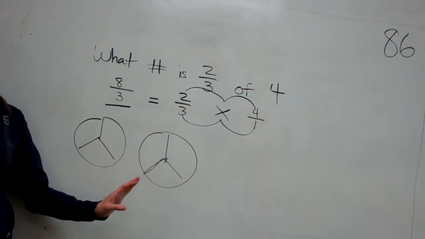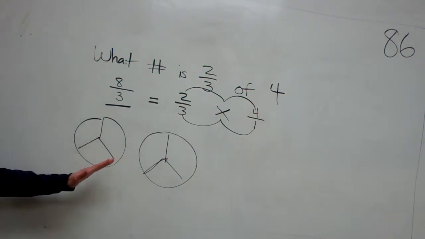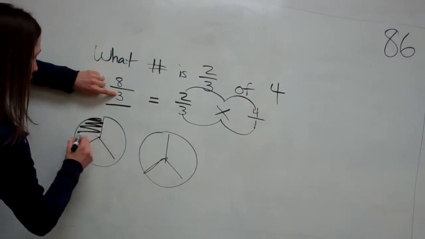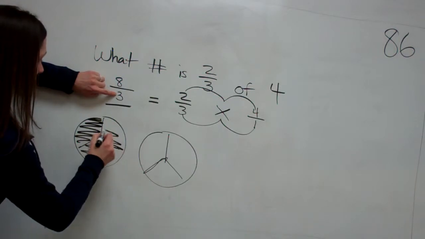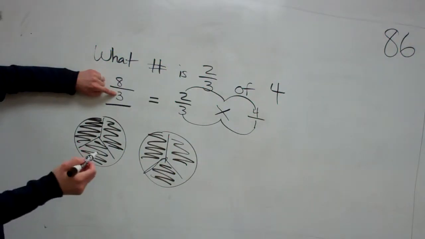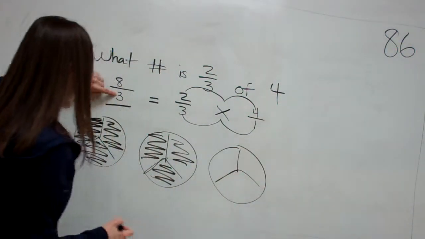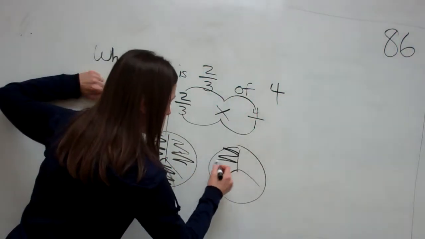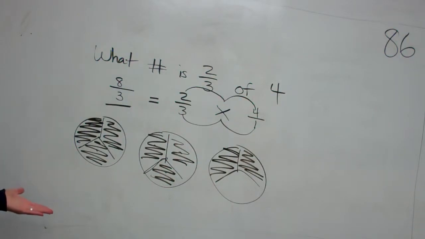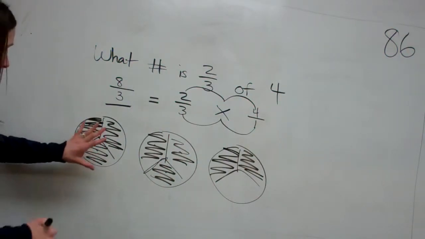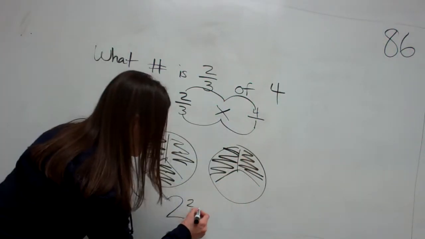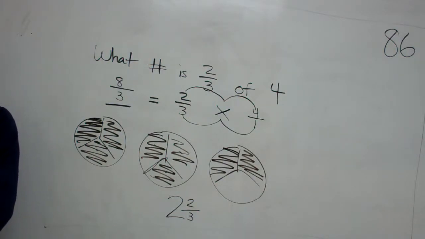Okay, let me do it. It's 2 2/3. We're fixing to find out. Okay, so watch this. I'm trying to get 8/3. That's only 6. So right now I have 1, 2, 3, 4, 5, 6. I still haven't reached 8, so I need another pie broken up into 3s. So 1, 2, 3, 4, 5, 6, 7, 8. That's 8/3. So what is it completely? 1 whole, 2 whole pies, and 2 out of 3. So the final answer would be 2 2/3.